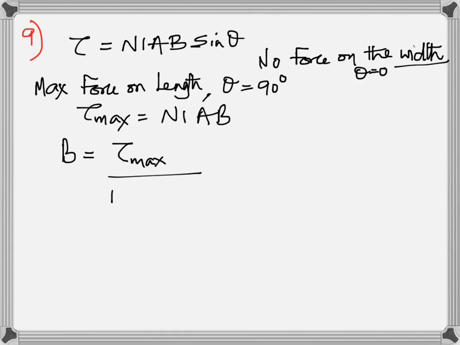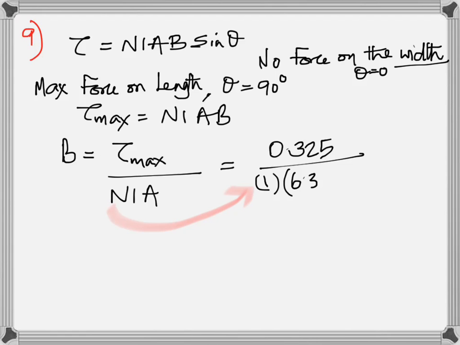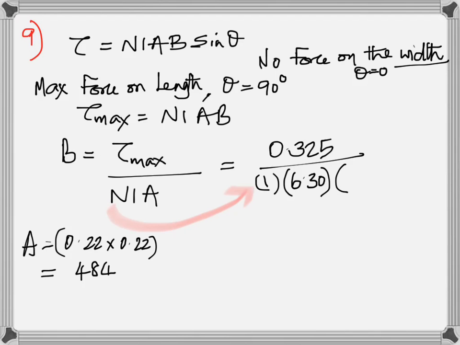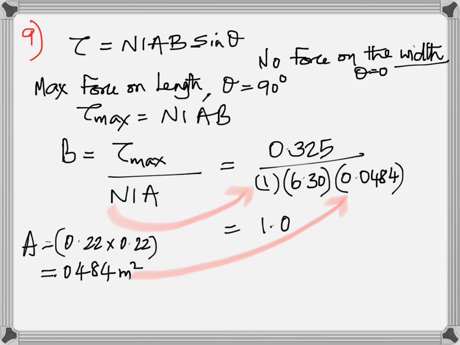And so the magnetic field is, rearranging, tau max by NIA. All the terms are given, and you can find the magnetic field. N is 1 because it's a single square loop, only one turn. And to find the area, you have to take length times width, but it's a square, so it's length squared. That's the area, put that there, and calculate. You get the magnetic field as 1.06 Tesla.